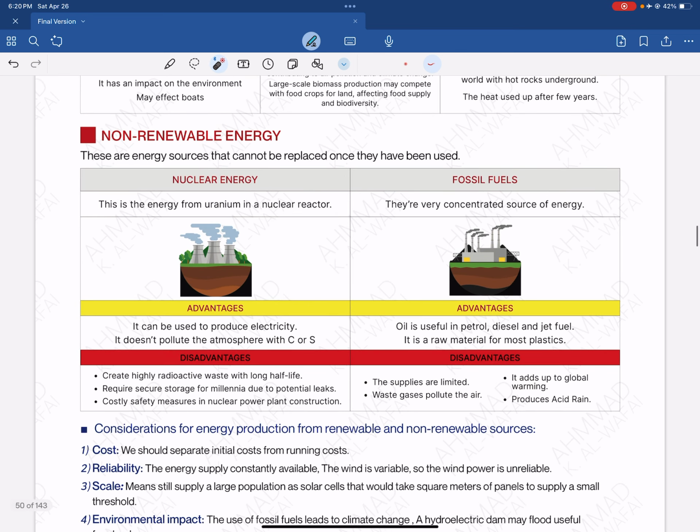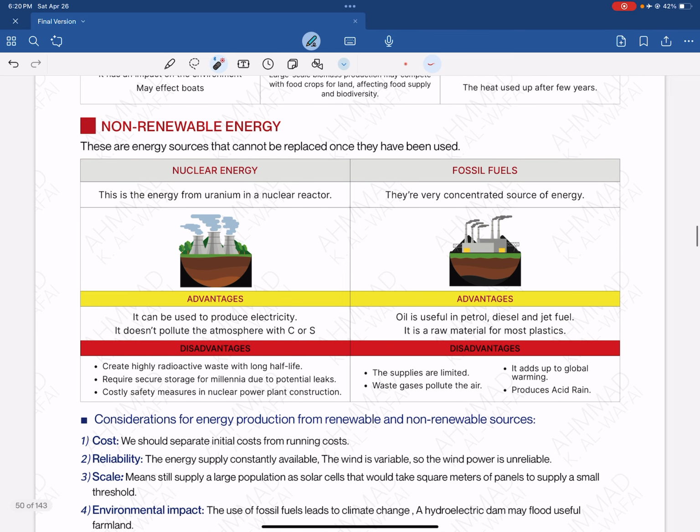Now, if you look at the non-renewable energies like nuclear energy or fossil fuels, nuclear energy is the energy from uranium. Fossil fuels is the energy from the fossils, right? So the main energy transformation here is nuclear energy. From nuclear energy it is transferred to thermal. That thermal energy is used to boil water. So that water is turned to steam, and it goes into kinetic. From kinetic goes to electrical, and therefore you get your energy.